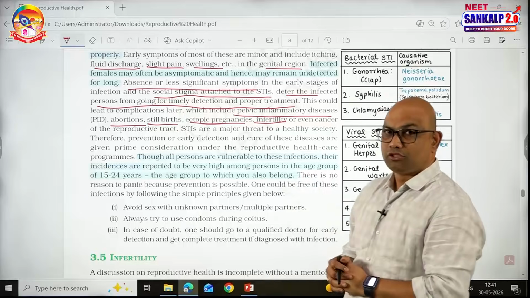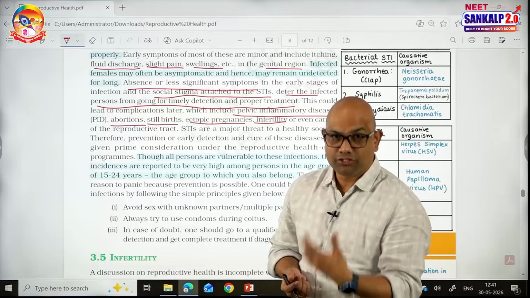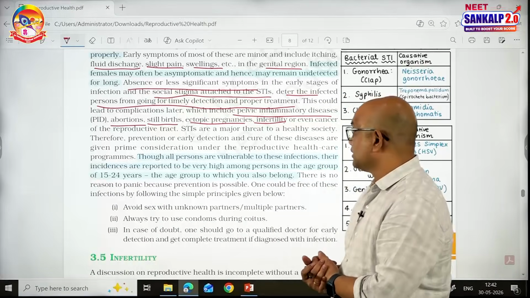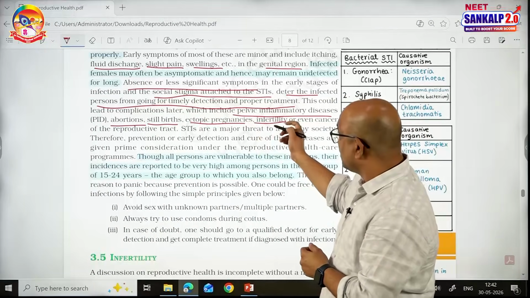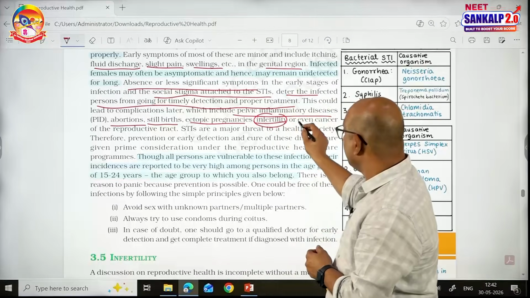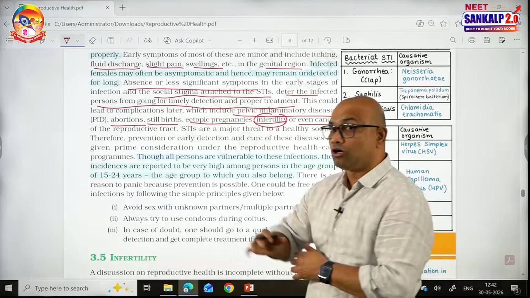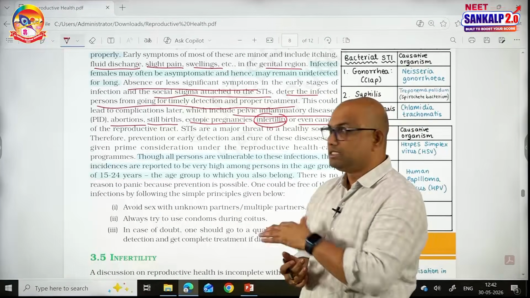Infertility. So, what is infertility? So, not having the child in spite of unprotected sexual intercourse. So, complications of STDs includes infertility and even cancer. So, these are the complications when they are not timely detected, when the disease is in advanced state.